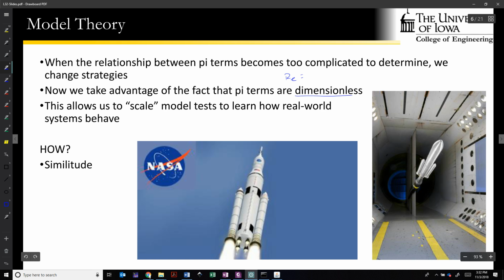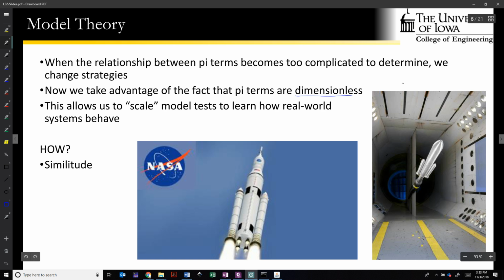For example, if we consider a pi term that is our Reynolds number, fluid velocity times rho times some length scale over viscosity, then if we chose a problem where the original length scale has been factored up by 10, but at the same time the viscosity has also been factored up by 10, then our Reynolds number simply won't change. By choosing the correct combinations of variables, we allow our dimensionless variables to become totally scale independent.